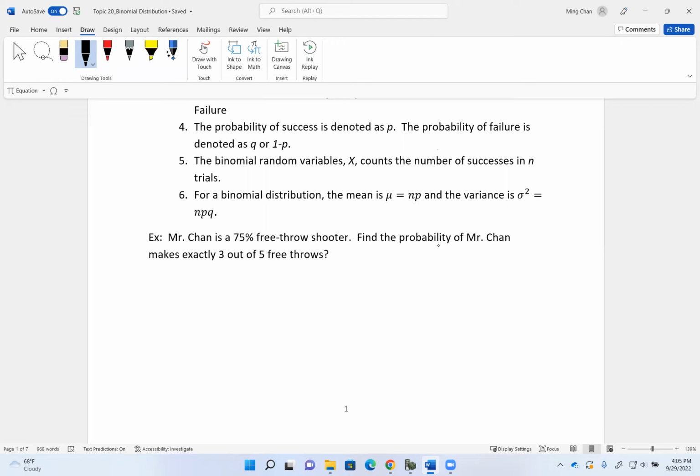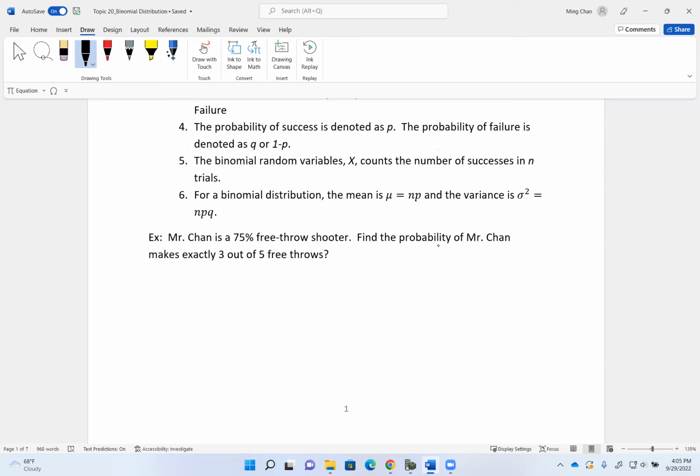For a binomial distribution, to find the mean, it is always the number of trials times the probability of success. That will give you the mean of the distribution. The variance, sigma squared, is equal to n, the number of trials, times the probability of success times the probability of failure. We talked about variance and standard deviation before. If you want to find the standard deviation, you just take the square root of npq.